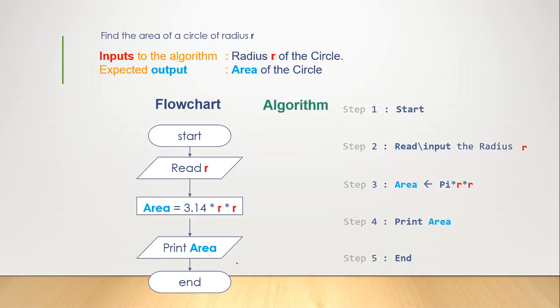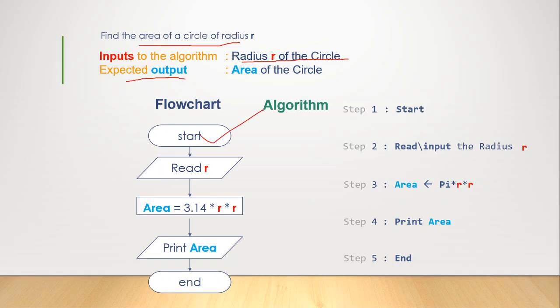In the next, we have a flowchart to find the area of the circle. In case of finding the area of a circle, we know the area of a circle is pi r square. So we have to get input as a radius. The input to this algorithm is the radius r of the circle, and the expected output is the area of the circle.